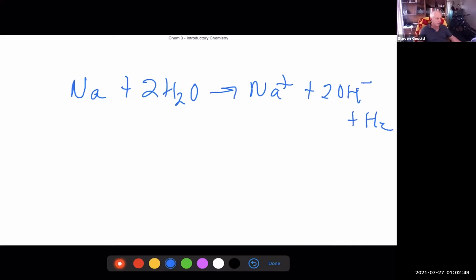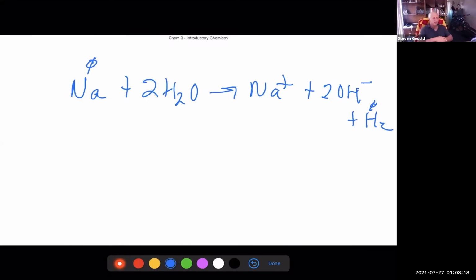The first rule, listed right in your textbook, is that any element that's all by itself is 0. So Na is going to be 0. H2 is going to be 0. Anything that's by itself is 0. So sodium gets an oxidation number of 0. Hydrogen gets an oxidation number of 0 because they're the pure element. There's nothing else attached to them.